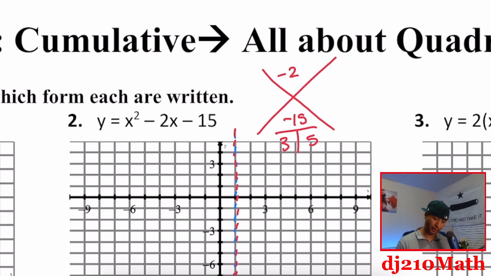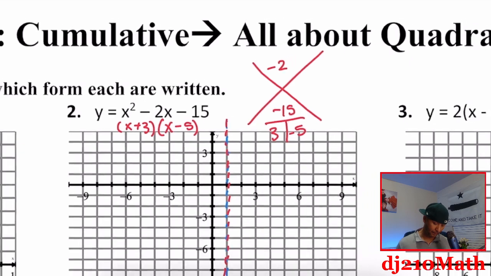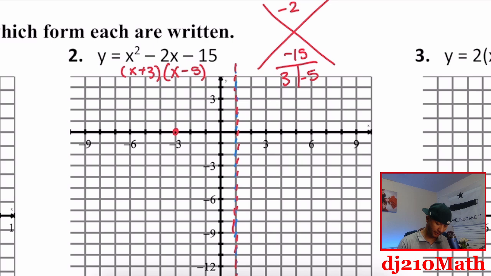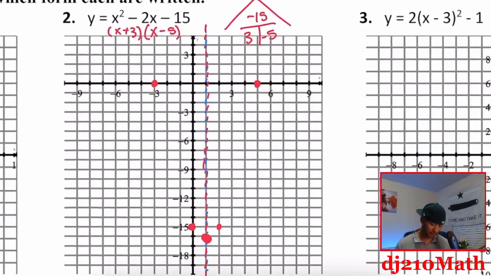So multiply to make negative. All right, so -5. 3 times -5 is -15. 3 plus -5 is equal to -2. So (x + 3)(x - 5). Those numbers drop right into the factors. So inside lies: it's going to cross at -3, and it's going to cross at 5. And that should make sense, right? Because it's evenly spaced. It's centered at the axis of symmetry.